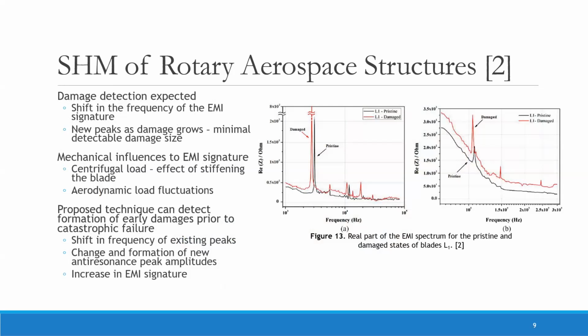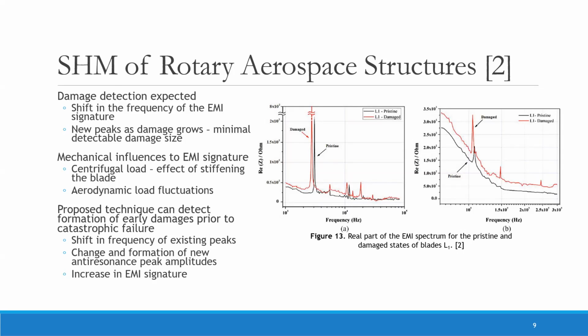First, centrifugal loading as the blade rotates has the effect of stiffening the blade, which increases the natural frequency when compared to the stationary mode. Second, random impedance peak amplitude changes can be experienced by aerodynamic load fluctuations, including changes in the dynamic drag pressure and random impacts of high-velocity air particles into the transducer.